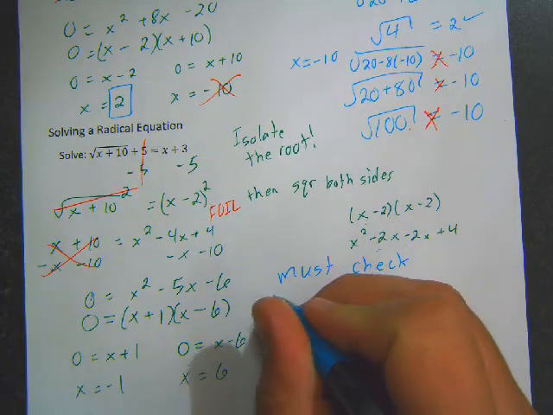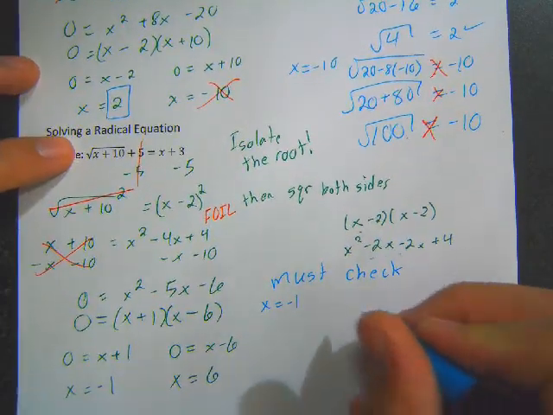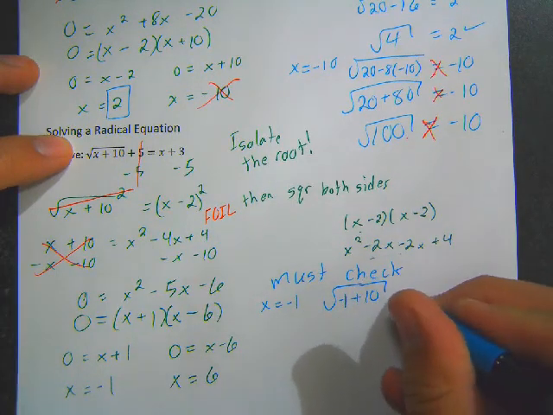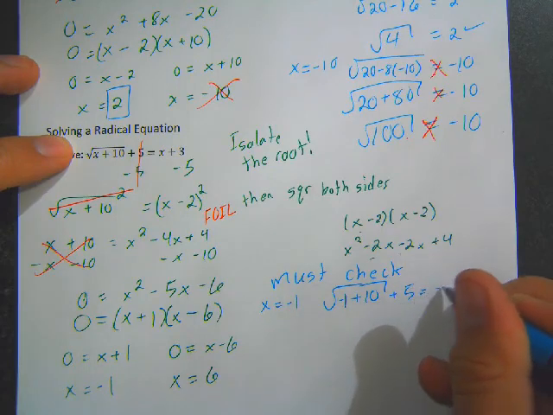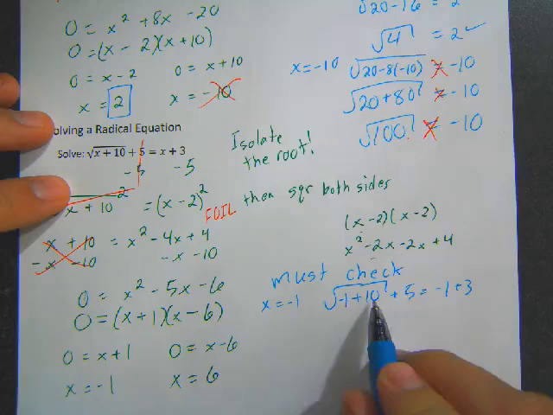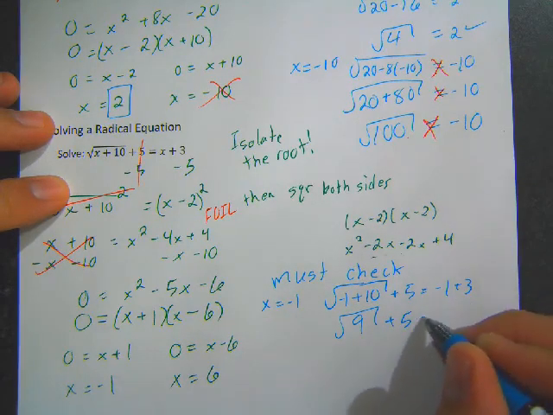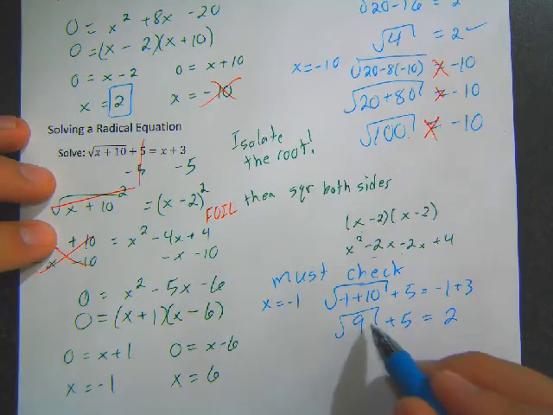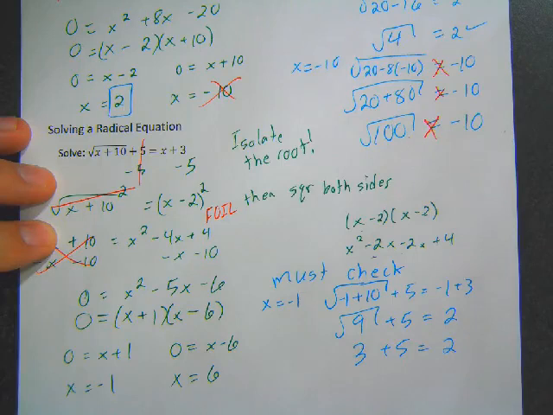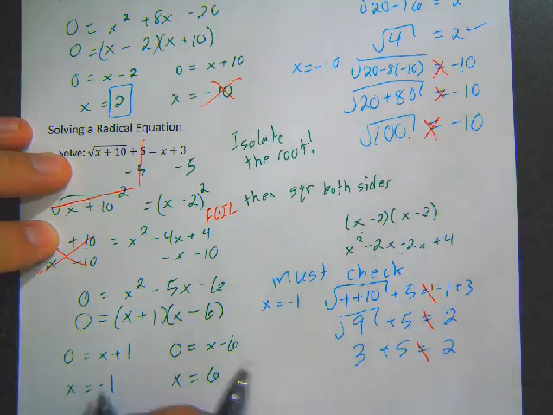So first off, let's check and see if x equals negative 1, what happens. So if I do this equation, I have square root of negative 1 plus 10, plus 5 equals negative 1 plus 3. Then I have negative 1 plus 10, which is 9. So I have square root of 9 plus 5. Negative 1 plus 3 gives me 2, so it should be 2. Well, square root of 9 is 3, and 3 plus 5 is not equal to 2, right? 3 plus 5 is 8. So that doesn't work, which means that this negative 1 is not actually an answer.